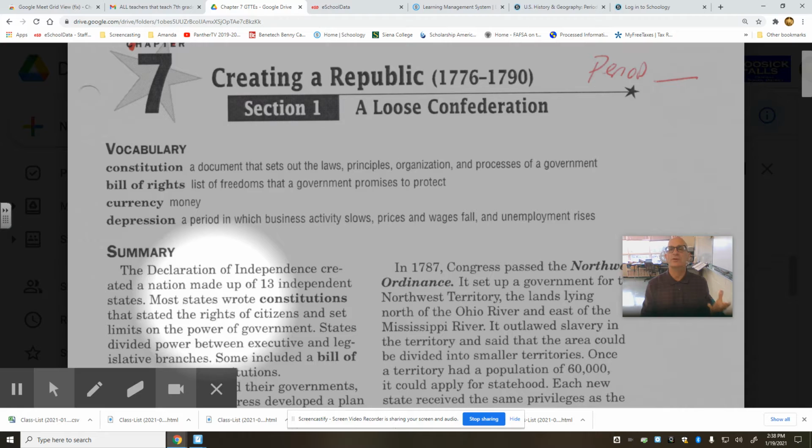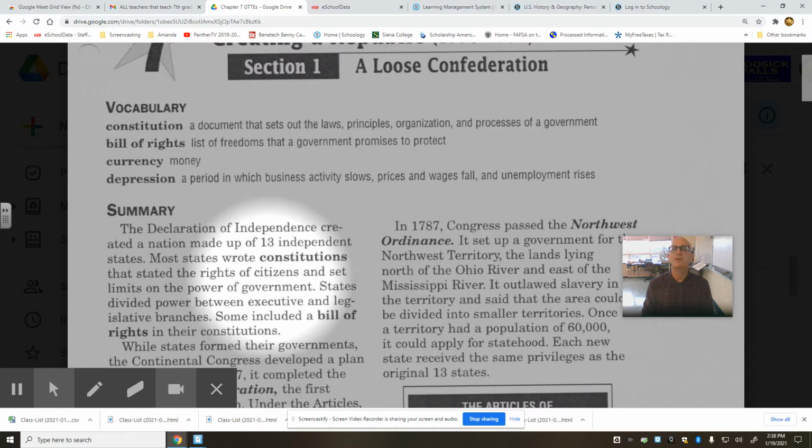So each of the 13 states at the time of the Declaration and at the period of time after the Revolutionary War ends, each of the 13 states pretty much divided power between an executive branch and a legislative branch. And some included a Bill of Rights. Some states included a Bill of Rights in their constitutions, which spelled out the rights of citizens.